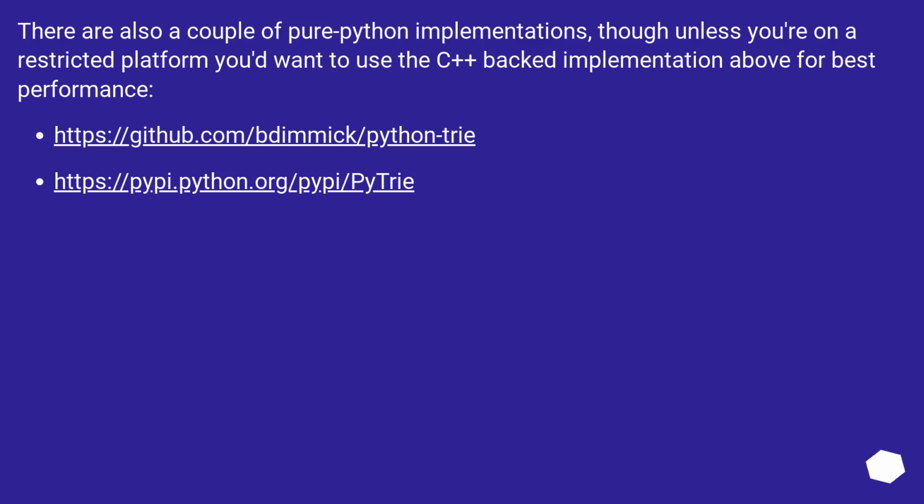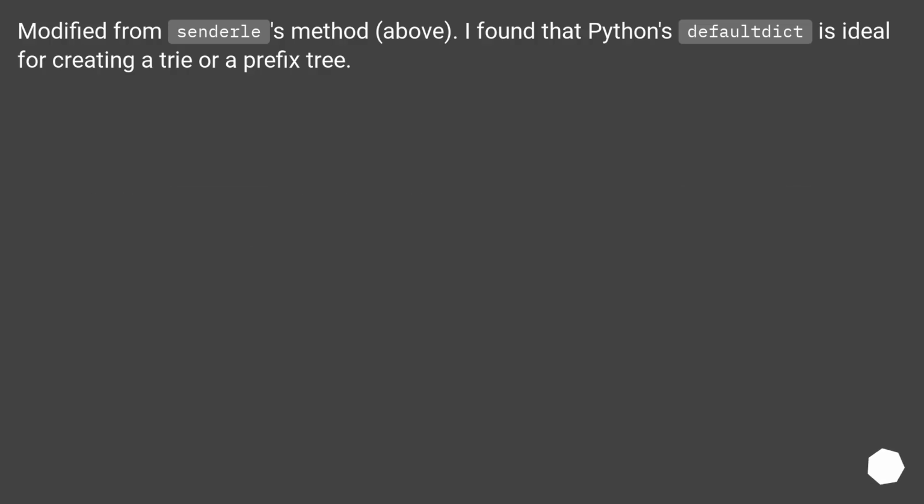There are also a couple of pure Python implementations, though unless you're on a restricted platform, you'd want to use the C++ backed implementation above for best performance. This URL. Modified from Cinderella's method, above. I found that Python's defaultdict is ideal for creating a trie or a prefix tree.